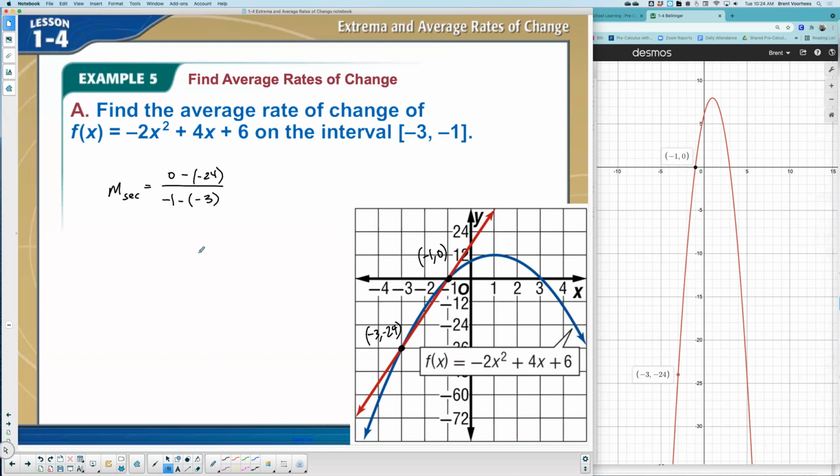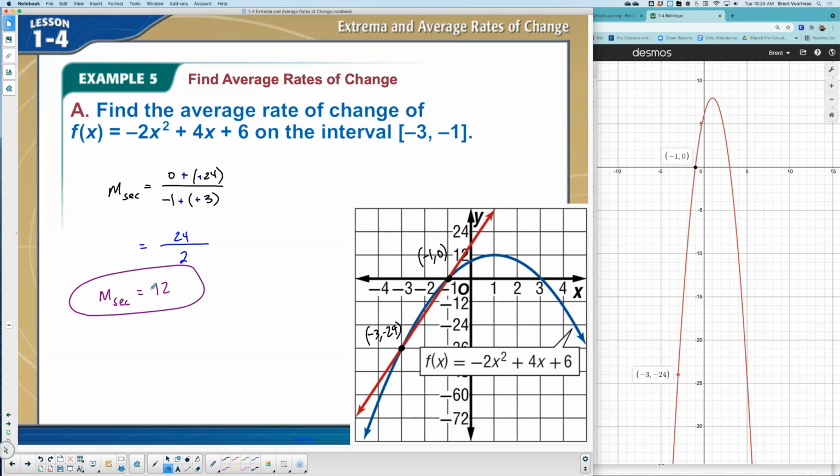This is how you find the slope. So let's do a little mental math here. If I'm minusing a negative number, that's the same thing as adding. So we have a positive 24, and same thing on the denominator. Negative 1 plus 3 is 2. So what is 24 divided by 2? 12. So the slope of the secant line, or you could say the average rate of change, would be 12.